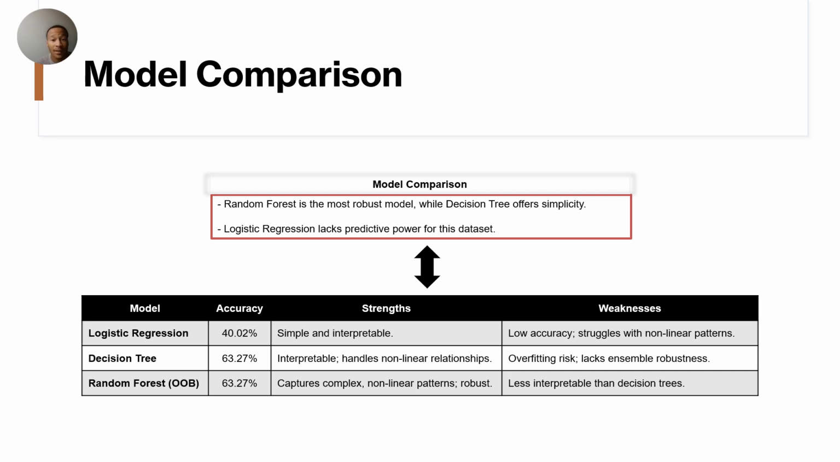The random forest emerges as the most robust model. It offers the highest accuracy in effectively capturing complex patterns in the data. The logistic regression, while it's simple and interpretable, lacks the predictive power needed for this data set, with significantly lower accuracy.